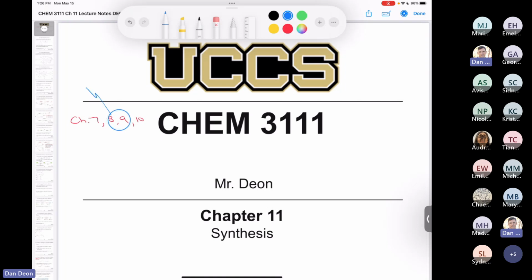Chapter 8 in our textbook deals with the chemistry of alkenes, and chapter 9 deals with the chemistry of alkynes. So chemistry of alkenes and alkynes. Chapter 7 is SN1, SN2, E1, and E2. And then chapter 10 is free radical chemistry.